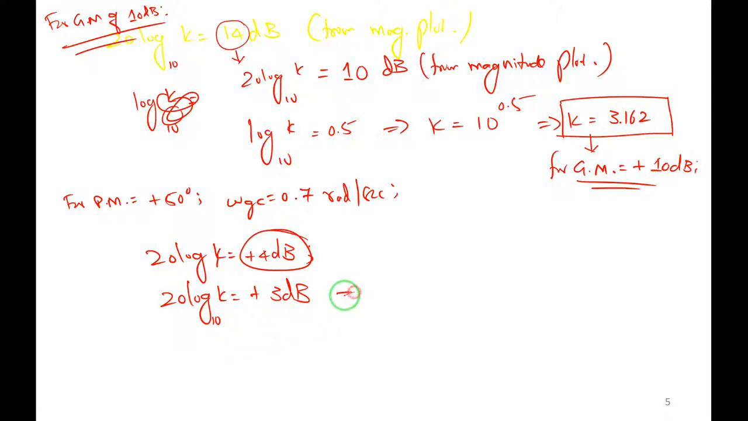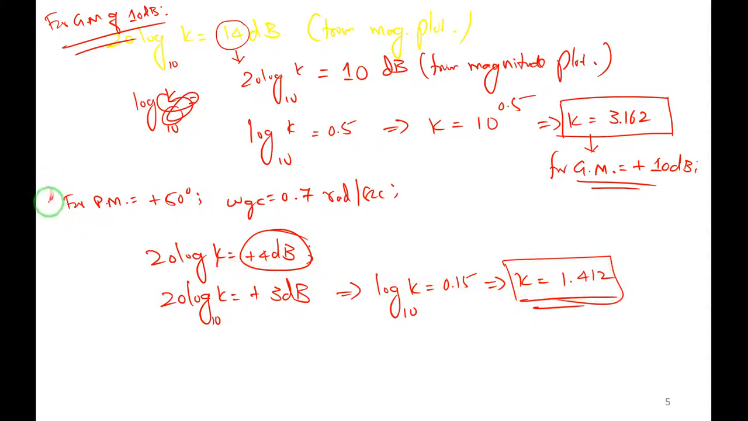Then from log k, we will calculate the value of k. Log k is equal to 3 by 20, so 3 divided by 20. So it is 0.15. Base is 10. K is equal to 10 to the power of 0.15. Let me calculate 10 to the power of 0.15. So I am getting 1.412.